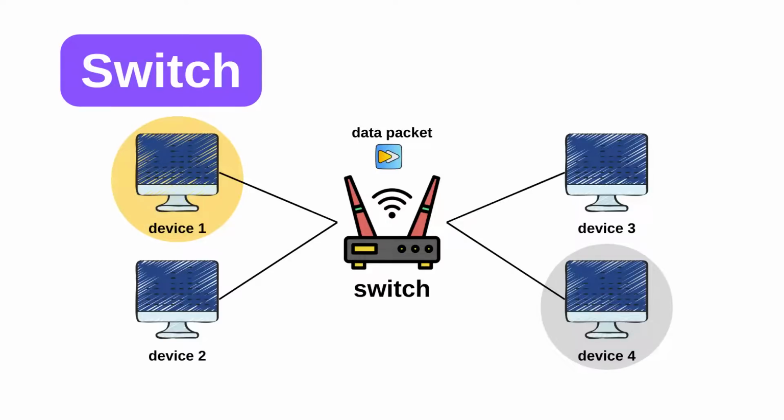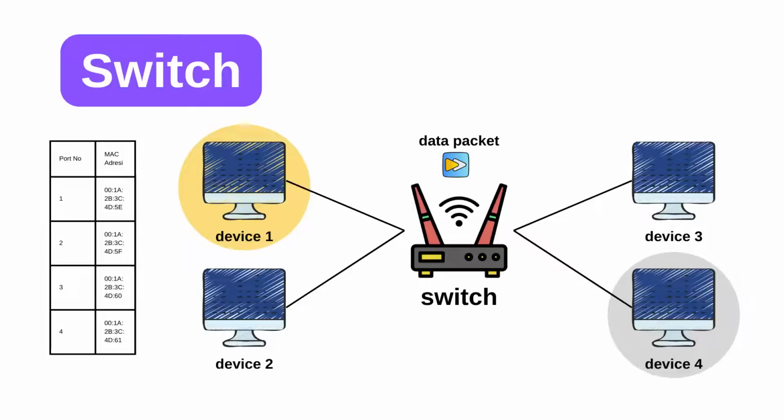Afterwards, the switch determines which port the data packet will be forwarded to from the MAC address table. It only forwards the data packet to the device connected to that port. In this way, unnecessary excessive data traffic is prevented. This is the difference between a hub and a switch.